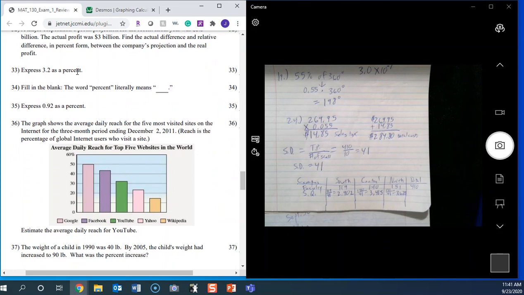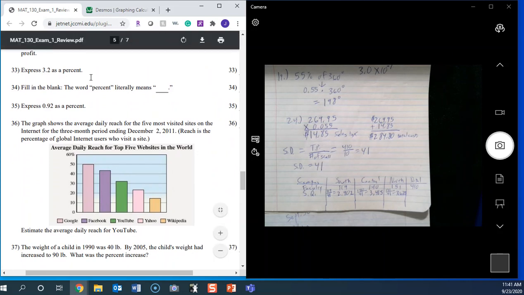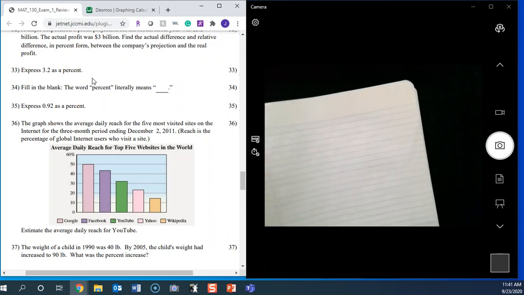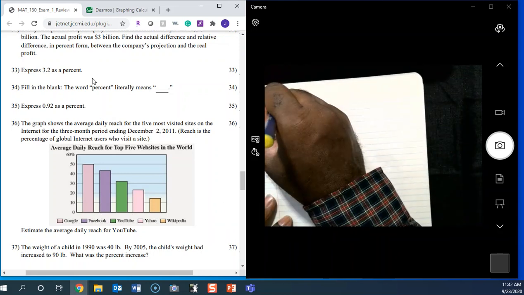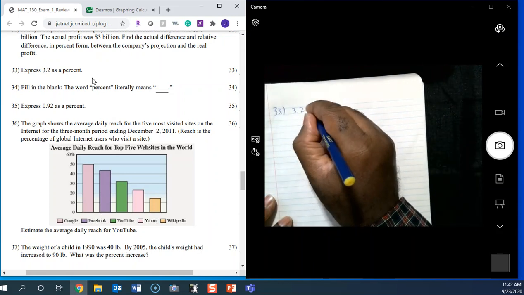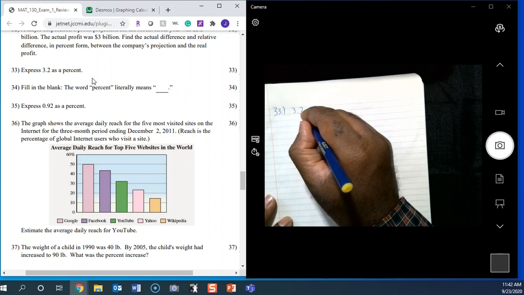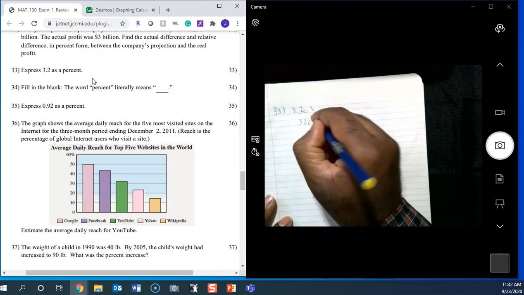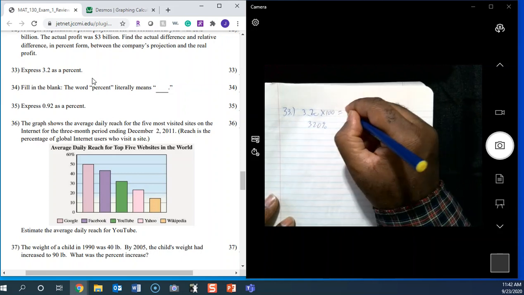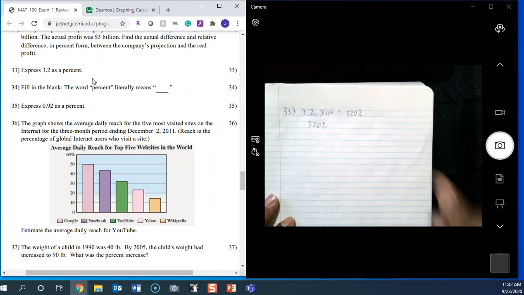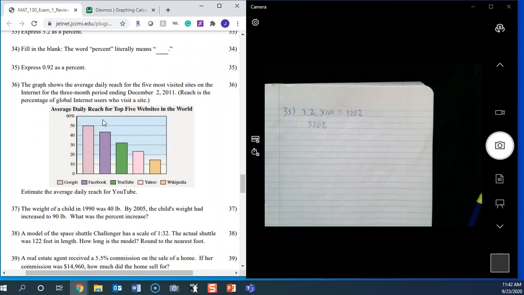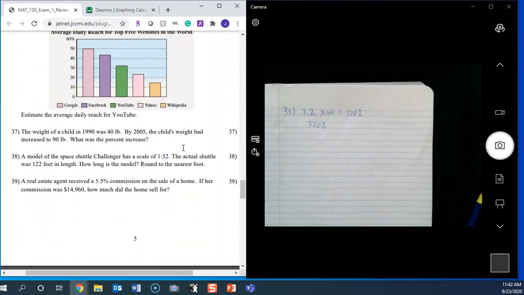Okay. I don't think we did the reverse here. It says express 3.2 as a percent. Actually, we did do that, but we could do it one more time. 3.2 as a percent. We'll take 3.2 and we could either move it 2 places to the right, which would give us 320%, or we can multiply this by 100, and this will give us 320 and put a percent sign at the end. So either one is fine. Let's see. Okay, we don't have to do that.